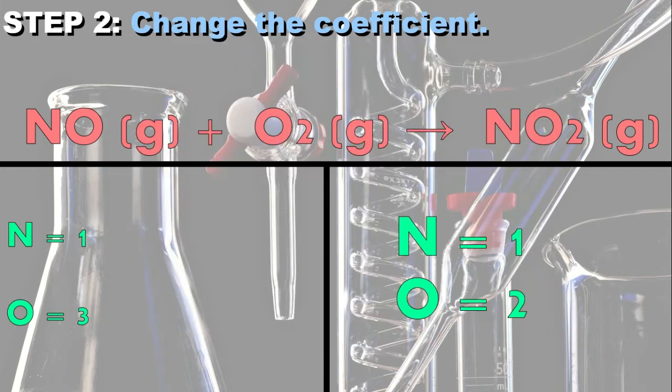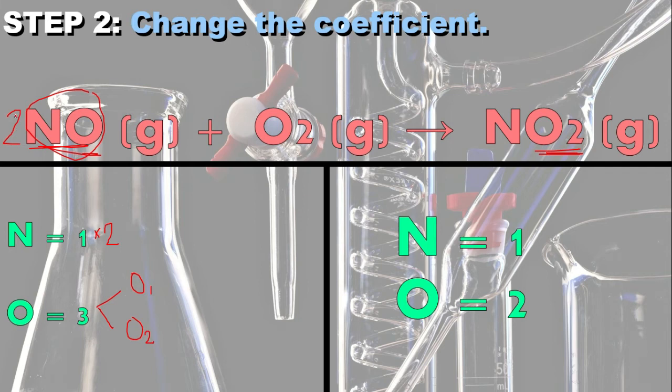Now let's try to change the coefficient. Since we have 2 oxygens here and we have 1 here, we will change this one. To balance the oxygen, we'll put 2 here. But in doing this, we will also change the number of nitrogen. This means that we have to multiply this by 2. To make it clearer, I will divide the oxygen. Oxygen 1 is this one. Oxygen 2 is this.